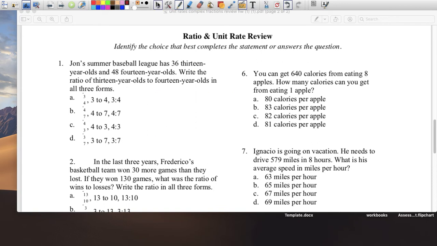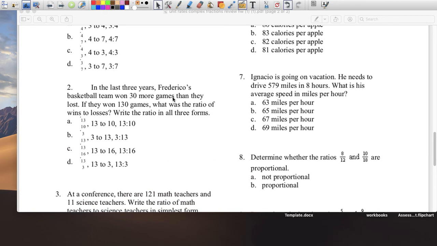Number 2. In the past 3 years, Federico's basketball team won 30 more games than they lost. What was the ratio of wins to losses? If they won 130 games, how many did they lose? Well, let me write win, and then loss. They won 30 more than they lost. So if they won 130, it means that they lost 100, right? So that's the ratio between win to loss.